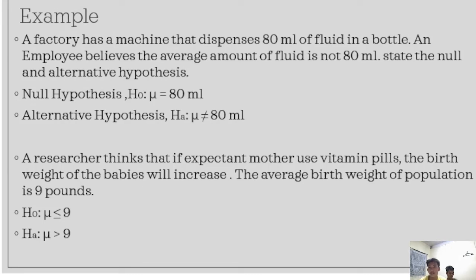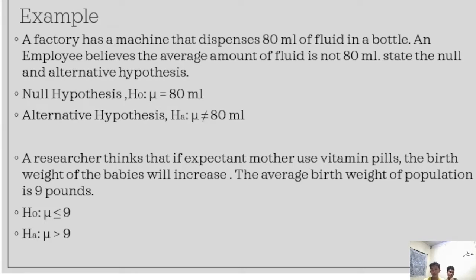Example number 1. A factory has a machine that dispenses 80 ml of fluid in a bottle. An employee believes the average amount of fluid is not 80 ml. State the null and alternative hypothesis. Yung null hypothesis dito, a factory has a machine that dispenses 80 ml of fluid in a bottle. Null hypothesis is H sub 0, mu is equal to 80 ml. Kung alam na nating equal to, ang kontra ng equal is does not equal. Kaya ang alternative hypothesis natin, H sub A, is mu is not equal to 80 ml.